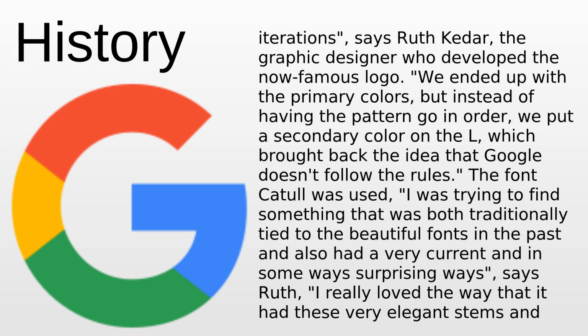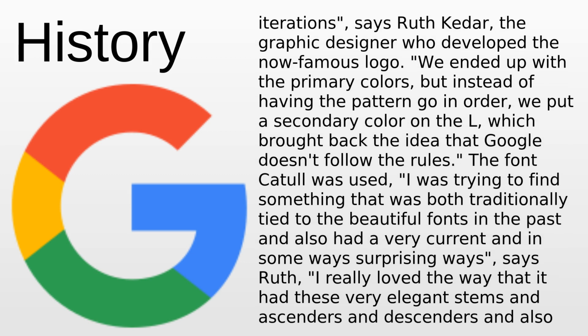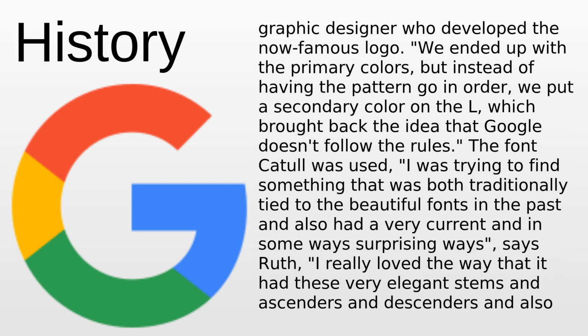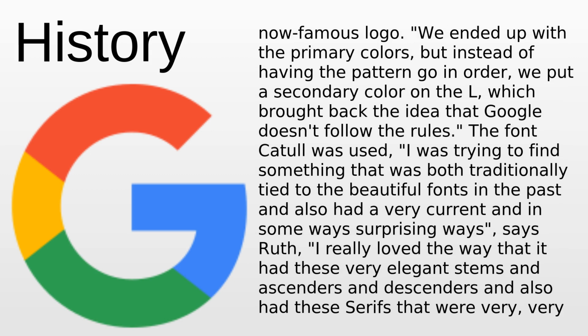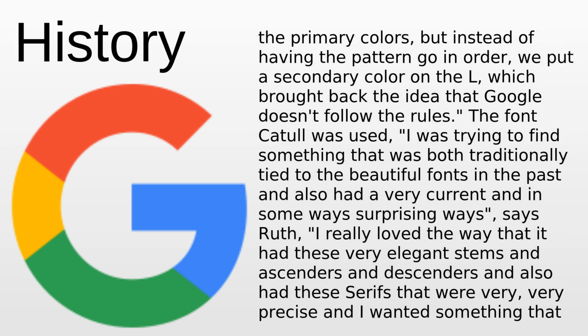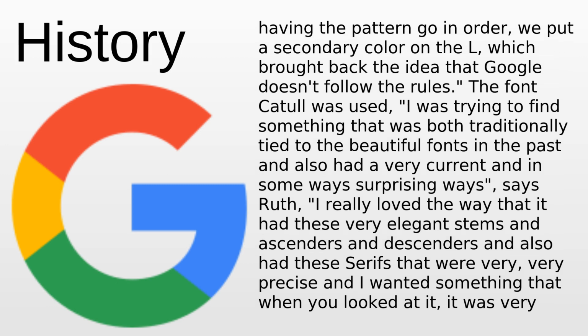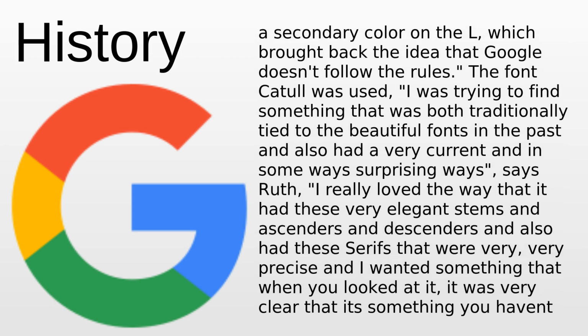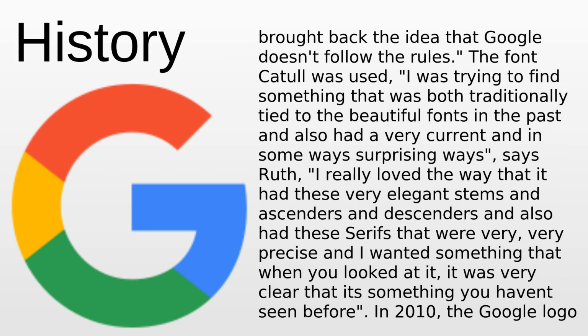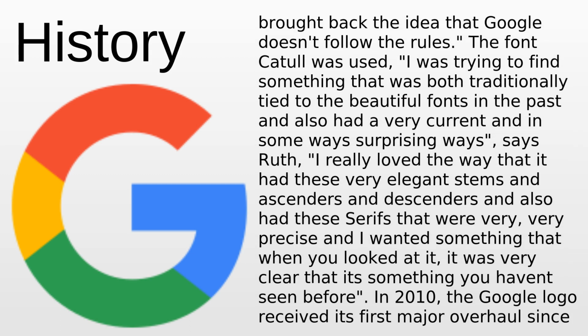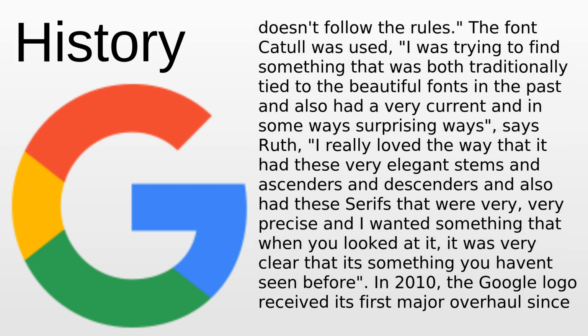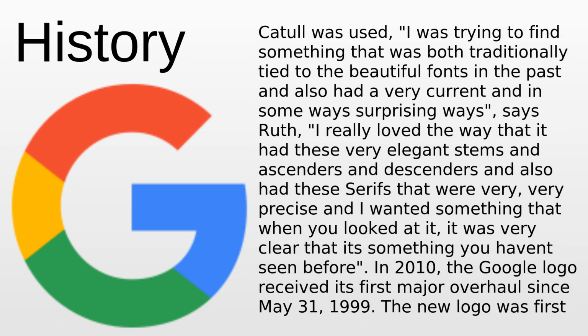"We ended up with the primary colors, but instead of having the pattern go in order, we put a secondary color on the L, which brought back the idea that Google doesn't follow the rules." The font Catull was used. "I was trying to find something that was both traditionally tied to the beautiful fonts in the past, and also had a very current and in some ways surprising feel," says Ruth.